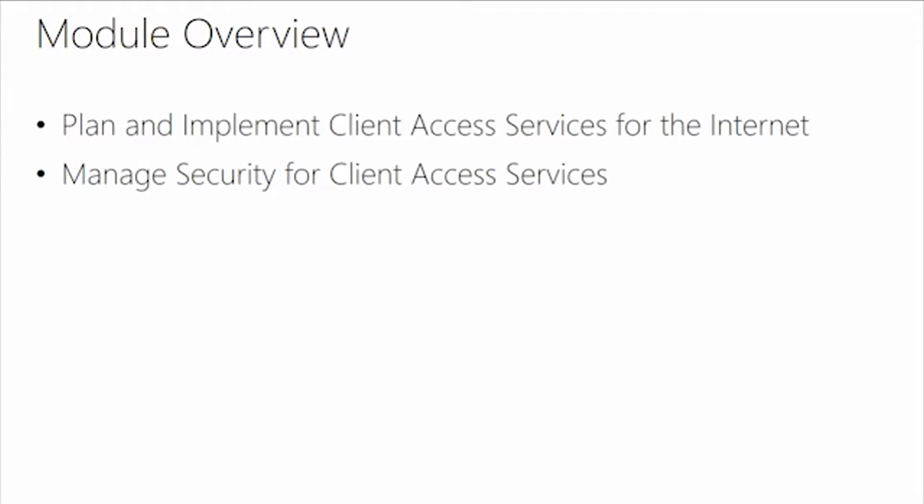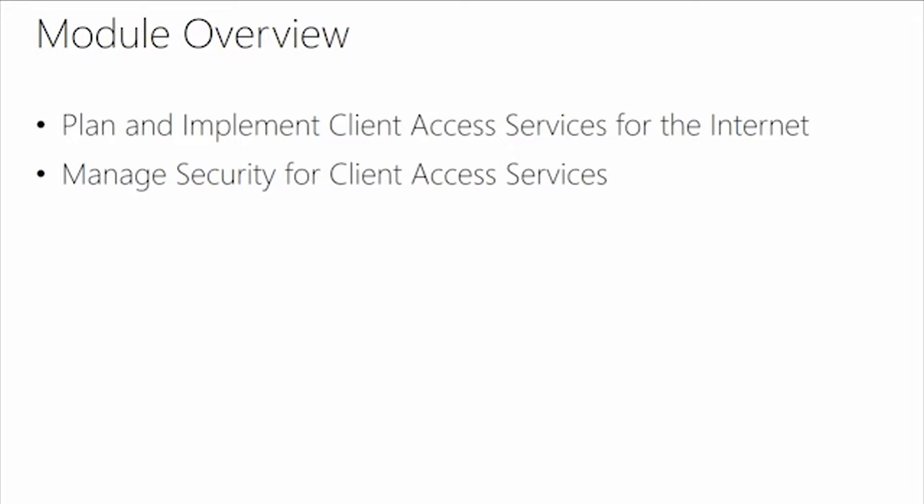In this course, we're going to talk about how you publish client access services to the internet. To do this, we are going to go through the security requirements of publishing your Exchange servers to the internet and how you manage those settings.